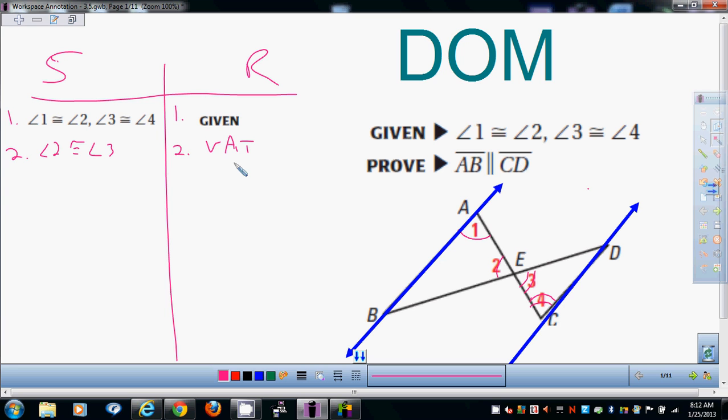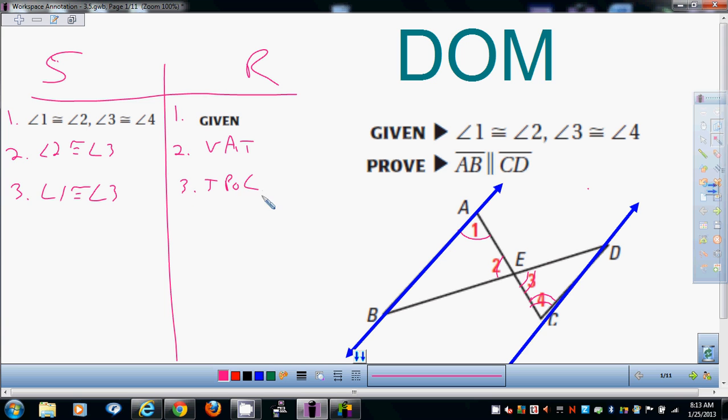Are there any two that say they're congruent to the same one? Yes. Which two? Well, 1 and 3 both say they're congruent to the same thing, right? So by the transitive property, angle 1 must be congruent to angle 3 by the transitive property.